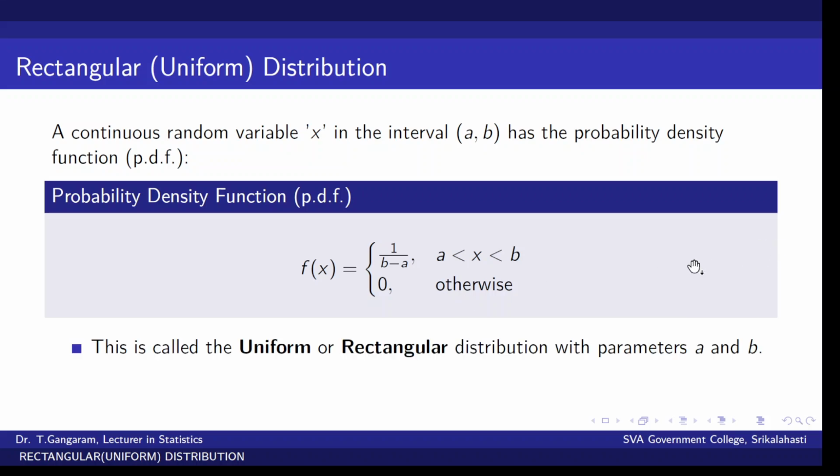This is called the uniform or rectangular distribution with parameters a and b. If we know the values a and b, we can find any number of f of x values. It is usually denoted by x follows U(a, b).